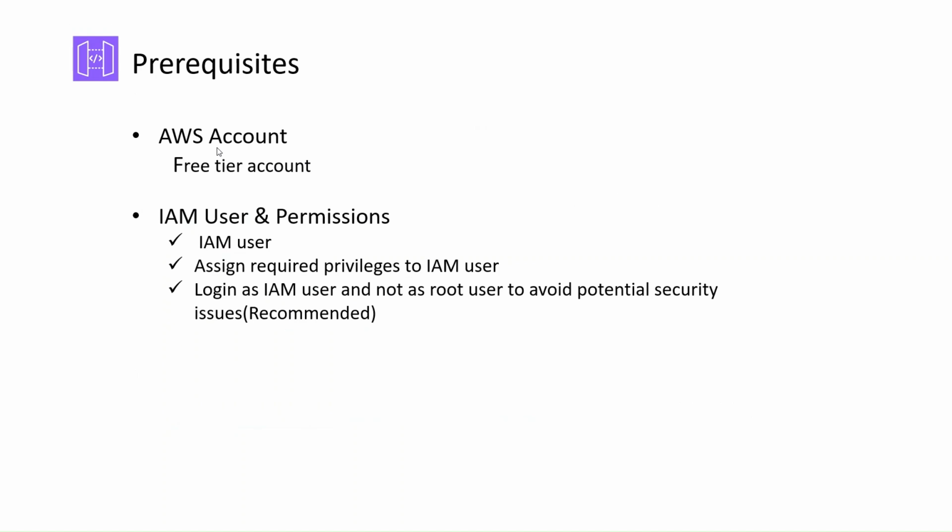Prerequisites. For this tutorial, you need to have an AWS account and you can create a free tier account, and you can find the creation link in the description. You also need to have an IAM user with required privileges such as to create API gateway, Lambda, CloudWatch, log group, and so on. If it's difficult to spot out the specific privileges, for this tutorial, you can assign administrator access managed policy to the IAM user.